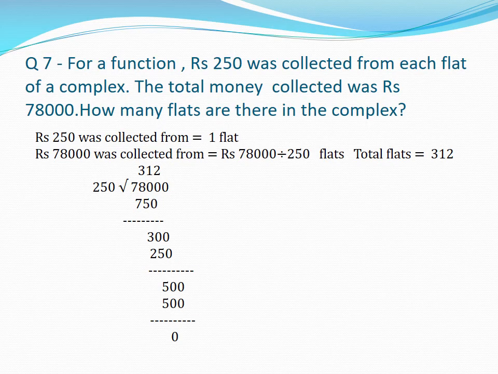For a function, rupees 250 was collected from each flat of a complex. The total money collected was rupees 78,000. How many flats are there in the complex?